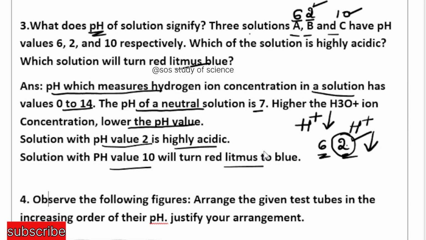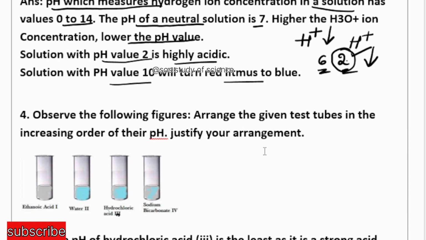So next question, my dear students, is again based on an activity. Observe the following figures. There are 4 figures. One contains ethanoic acid, the next contains water, the next contains hydrochloric acid, and the next is sodium hydrogen carbonate. It is sodium bicarbonate we have here. See, arrange the given test tubes in the increasing order of their pH. Justify your arrangement. Increasing means there should be a higher number.